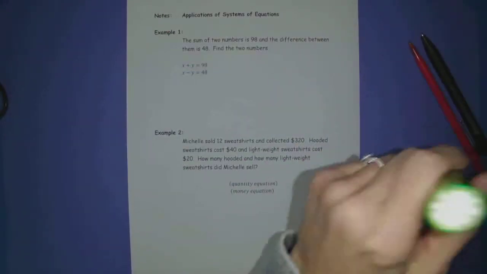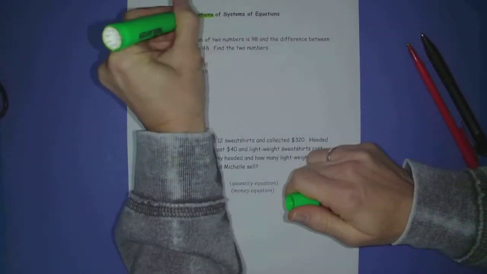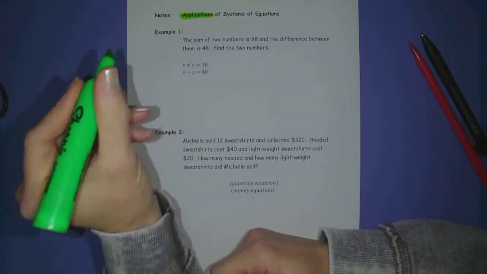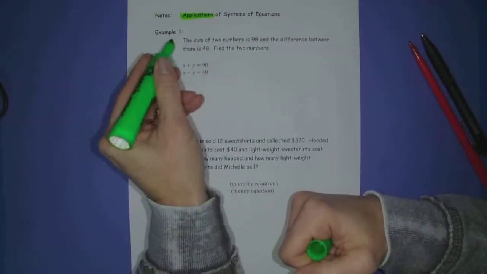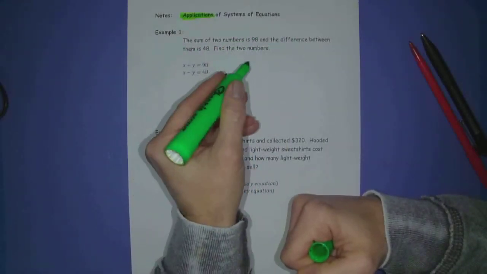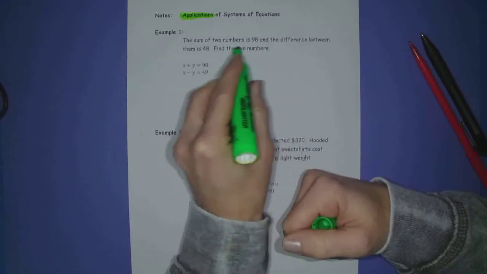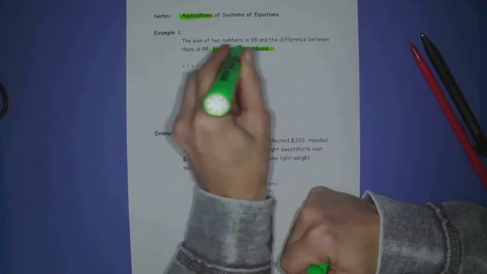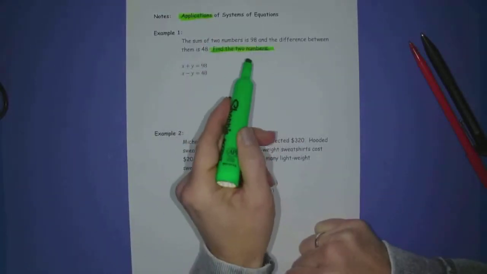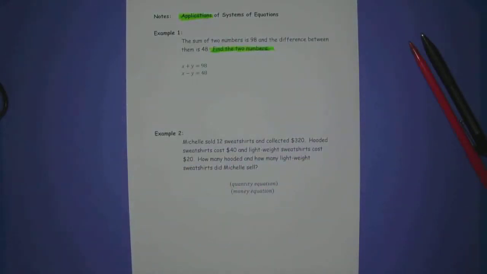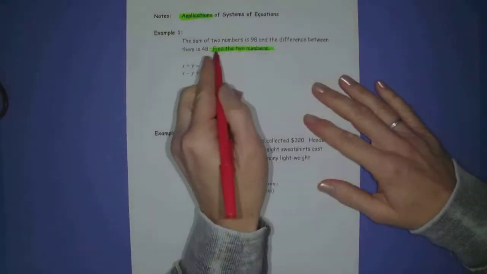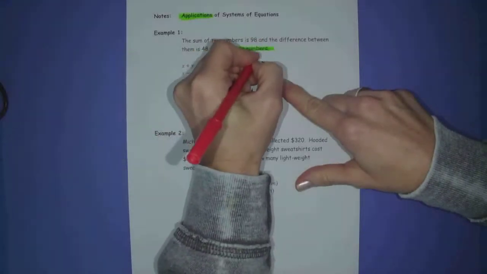So when I'm doing an application problem, one of the first things I do is I read the problem 2 or 3 times if necessary, and I highlight what I'm looking for. If you read this problem again, what I'm looking for, which by the way tends to be in the last sentence oftentimes, is 2 numbers. It says find the 2 numbers. Whatever you're looking for becomes your variable, because we use variables to hold the place for items we don't know yet.